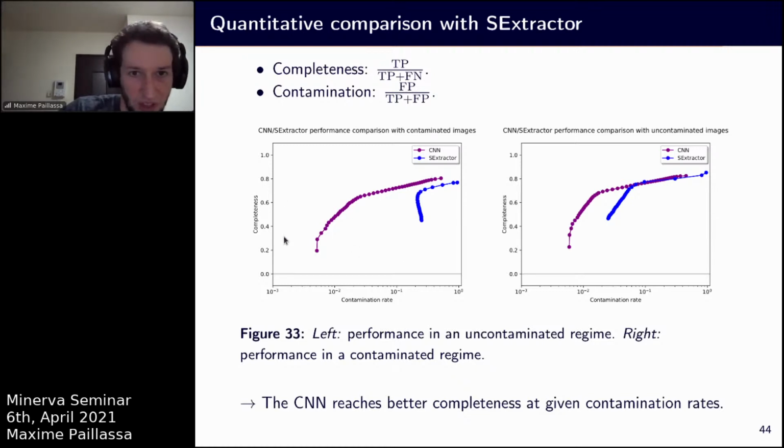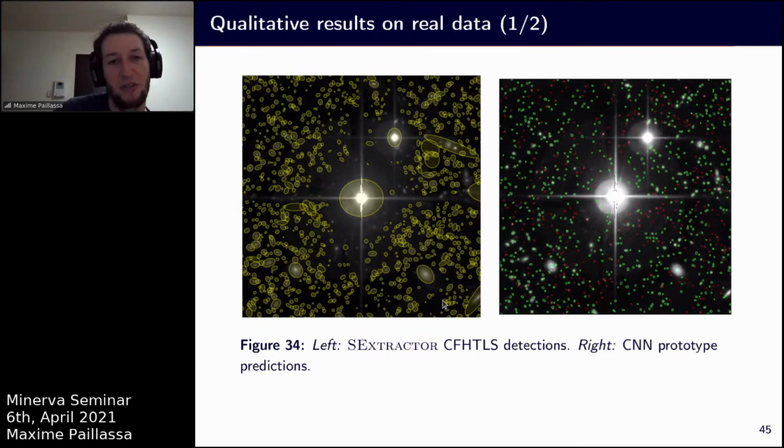So on the left, we can see the completeness versus contamination graph with images that can be contaminated, and on the right with uncontaminated images. So we can see, especially for the contaminated case, that we can reach better completeness at a given contamination rate with the CNN.